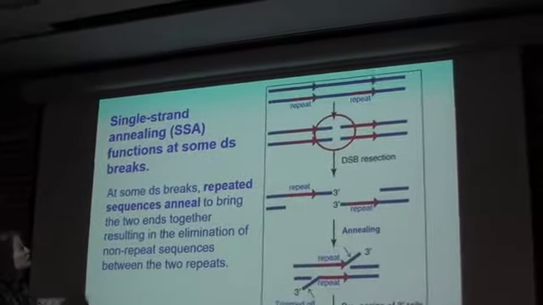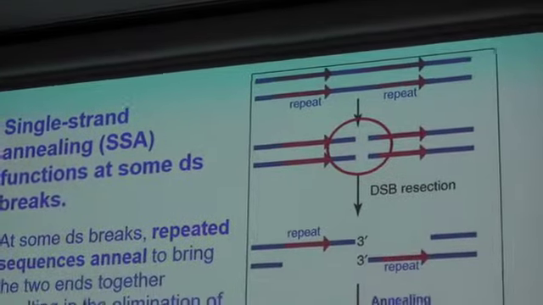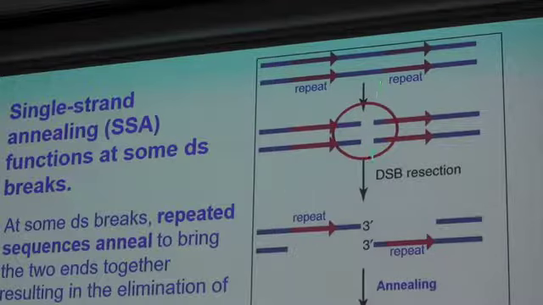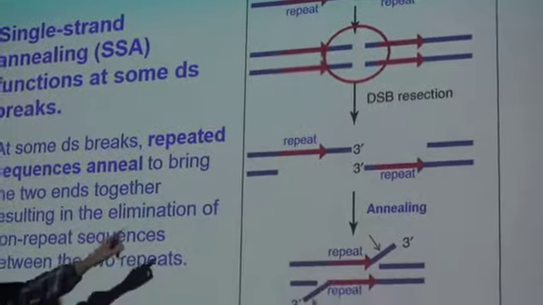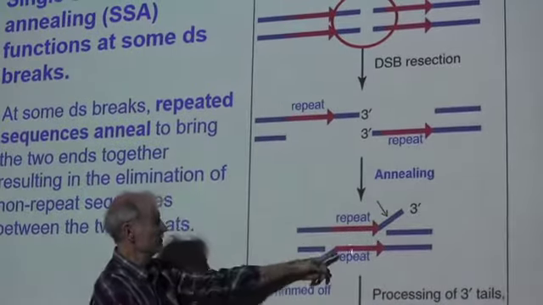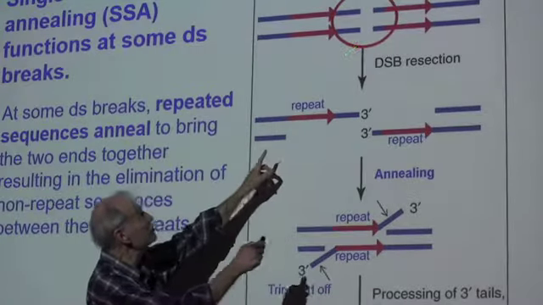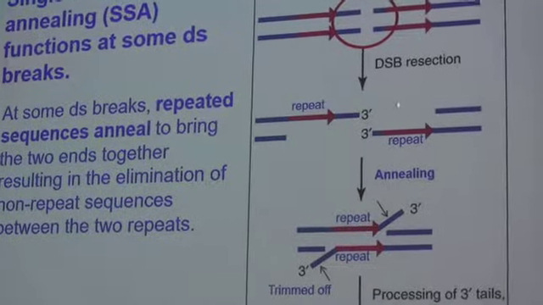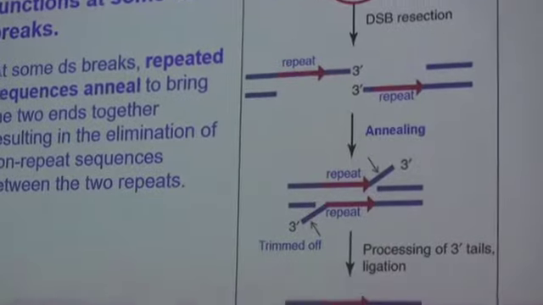You have two of the same repeat, that's why they call it a repeat. You get a double strand break in between the two repeats, and now you get resection, so you get the 5' end chewed away. And now what happens is this repeat is homologous to that one, so they come together that way, and all that intervening material gets deleted in the process. So single strand annealing.